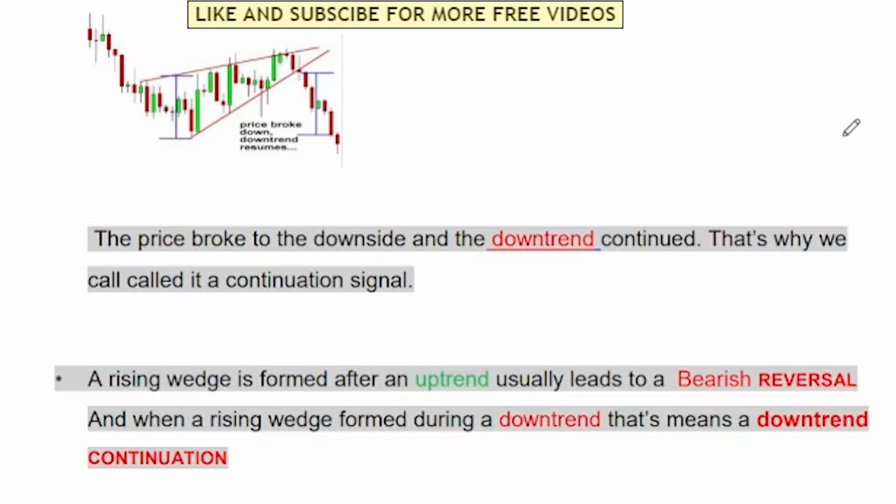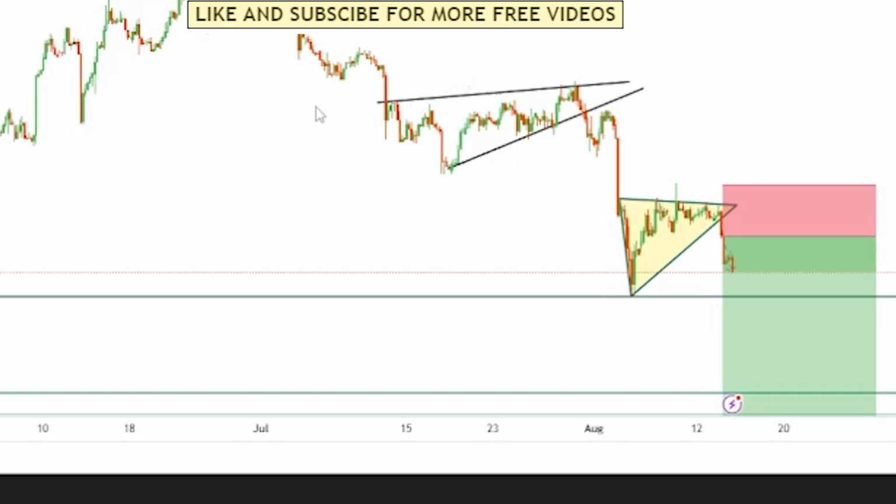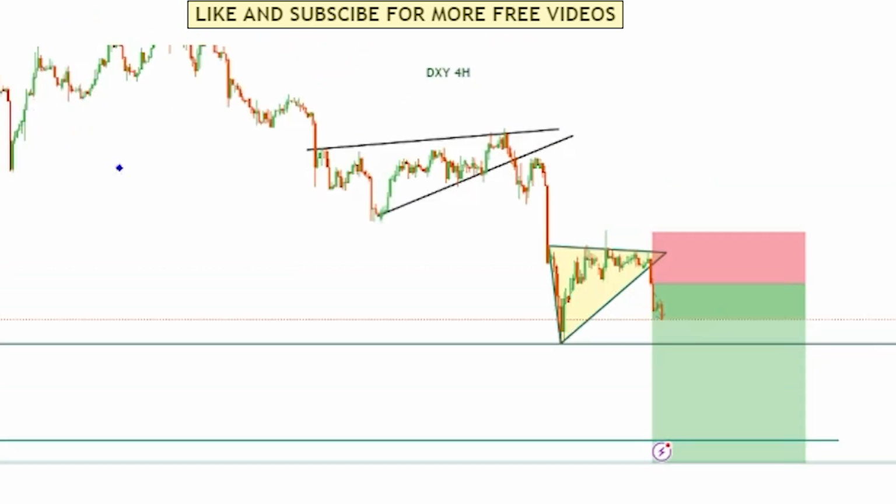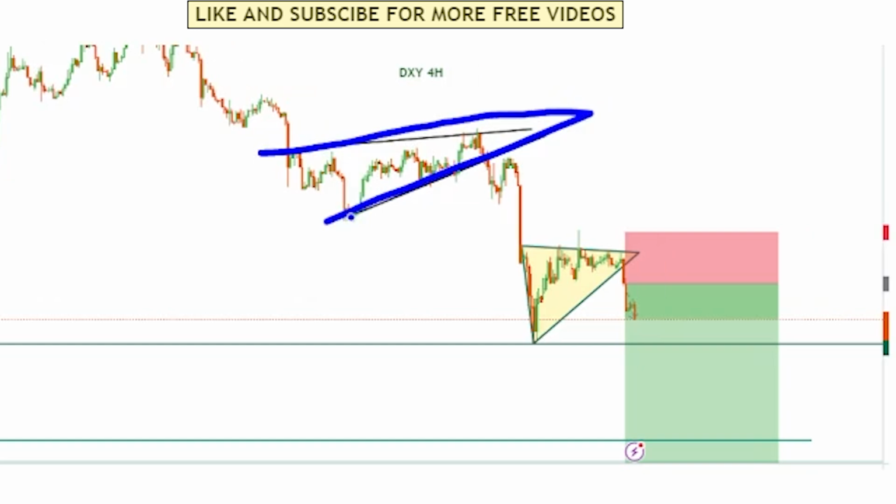But you have to follow the rules of the formation of the rising wedge and even the entry. You see from this area, this is DXY. We are still having it like this. This example is on DXY. The market was moving down by creating a rising wedge in the downtrend.